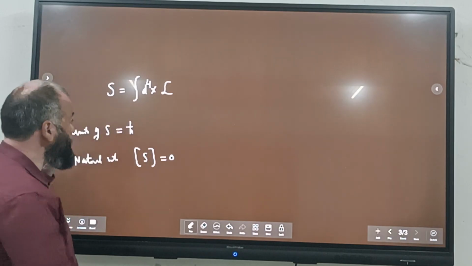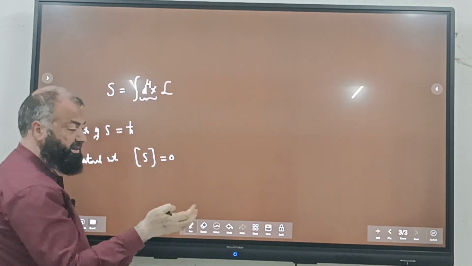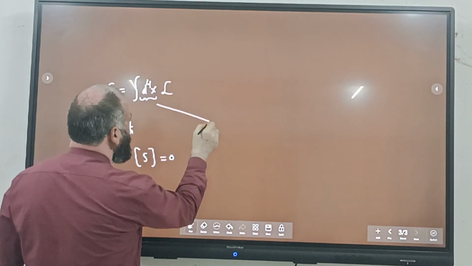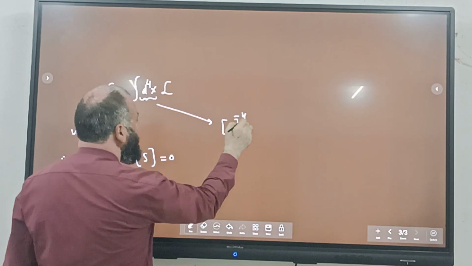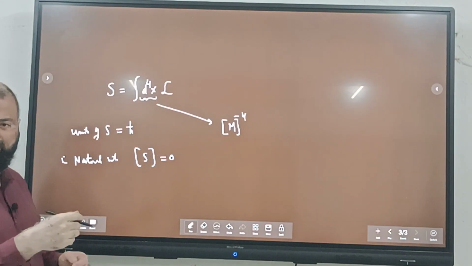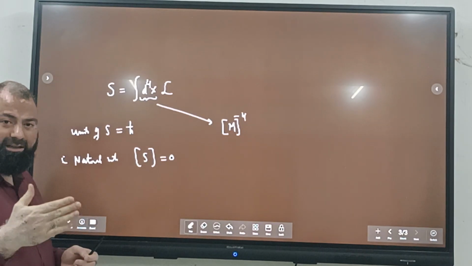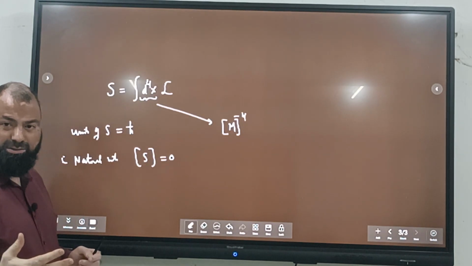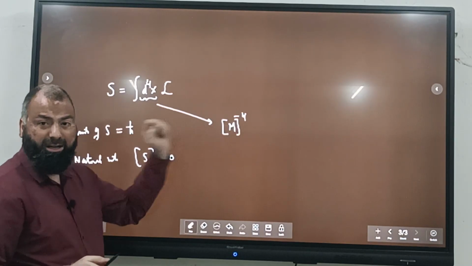So what are the dimensions of this d4x? It is the length. So the dimensions here are simply M raised to the power -4. It is actually 4 times length. Length multiplied by length, rather length into time. Clear? So length and time go as M raised to -1, so it will be M raised to -4.